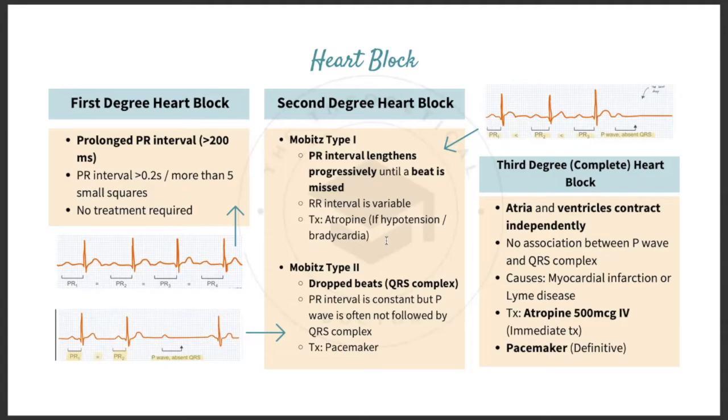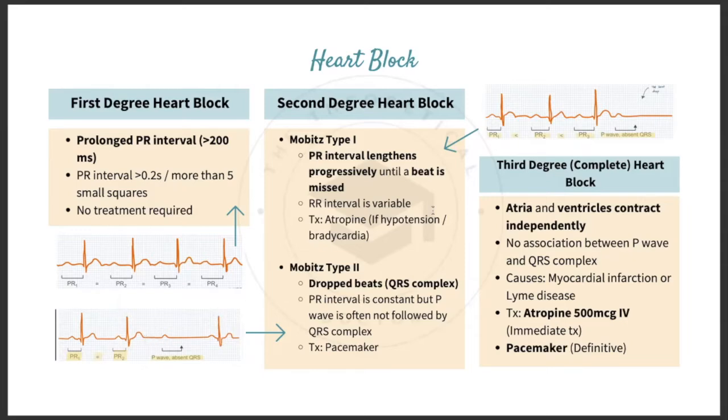Now there's Mobitz type 2. In Mobitz type 2, you would denote that the PR interval is constant. But suddenly there's a dropped beat. Like here, you see 1, 2, beat dropped, nothing, and normal again.